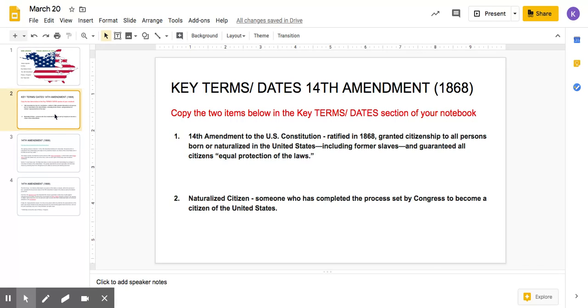Then secondly, I have naturalized citizen written here. That is someone who has completed the process set by Congress to become a citizen of the United States. Obviously, you can pause right here to finish copying these into your notebook and then pick up again once you are finished.